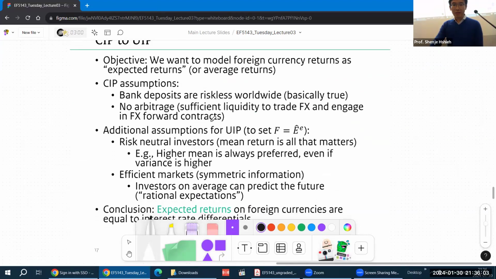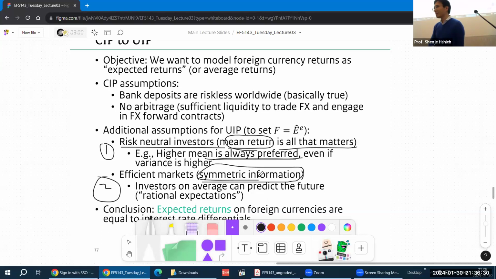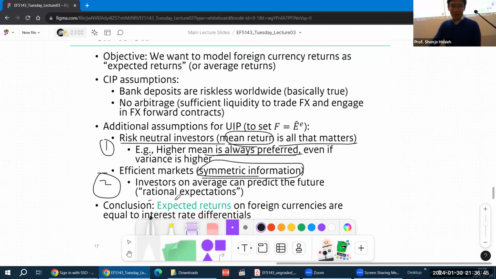And those conditions are the following. We have to assume risk neutral investors, which means that the mean return, or the average return, is all that matters. So a higher mean is always preferred, even if the variance is higher. That's number one. Number two is efficient markets, namely, we have information symmetry. Information symmetry just means there's no difference between private and public information. The markets can capture all information sets, and in doing so, people are on average pretty good at forecasting the future value of E. So, rational expectations.